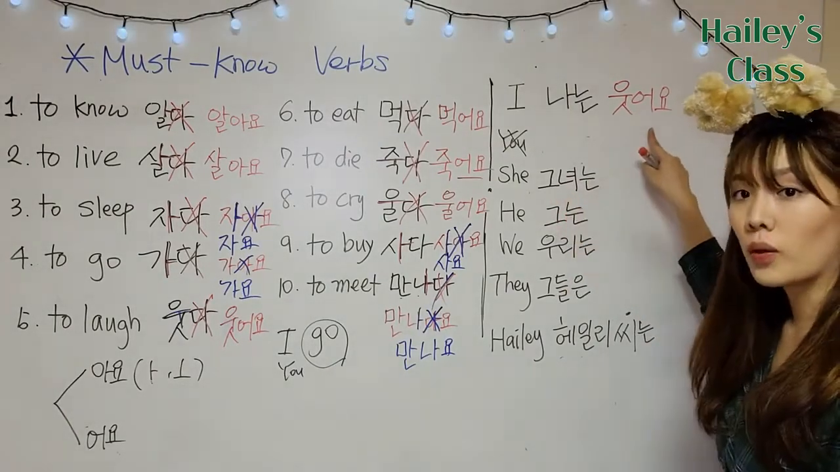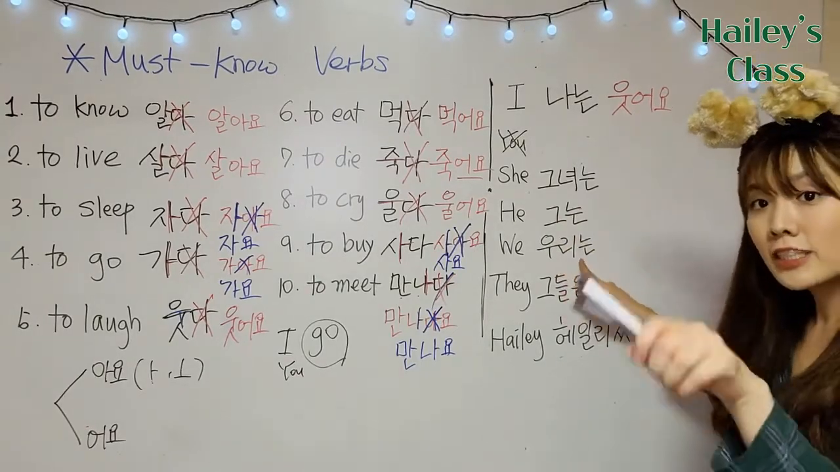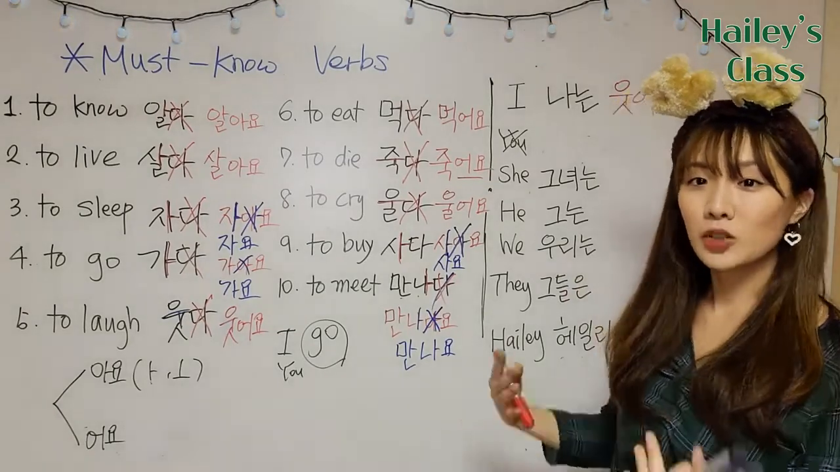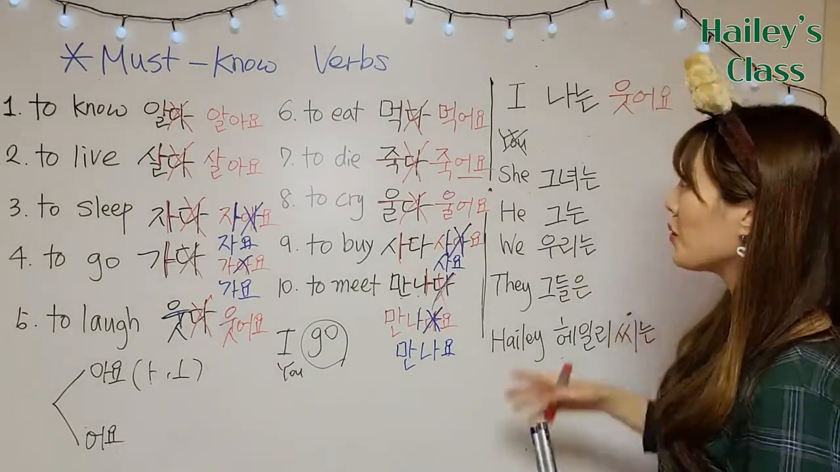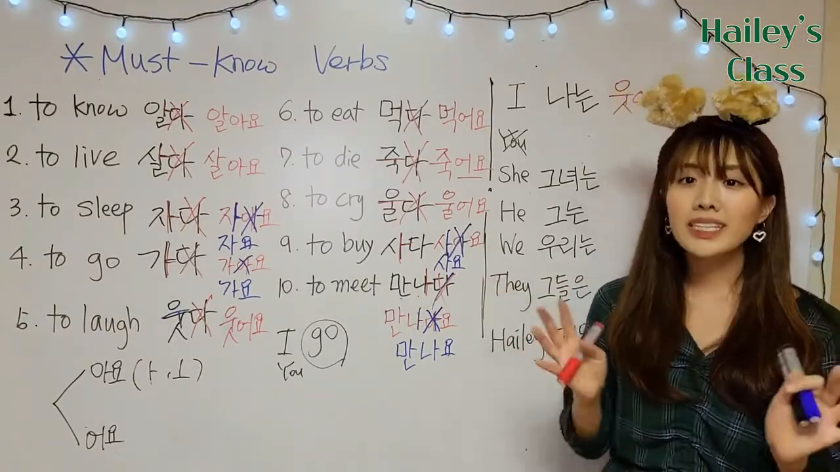She laughs. 그녀는 웃어요. 그는 웃어요. 우리는 웃어요. 그들은 웃어요. 헤일리 씨는 웃어요. Okay? Got it? Good job, everyone. So in this form, you can make so many sentences.